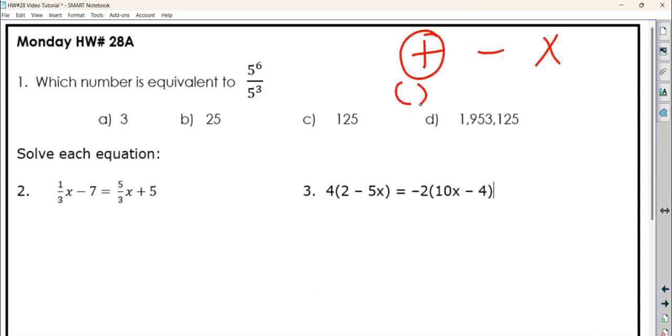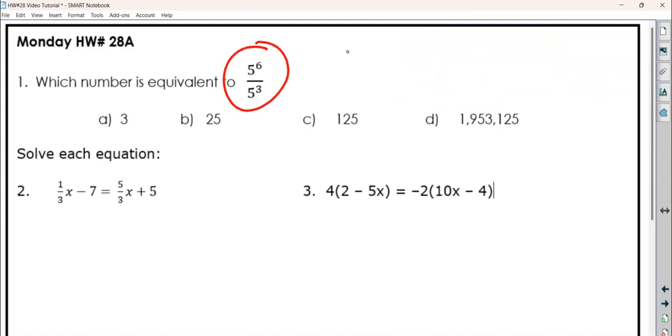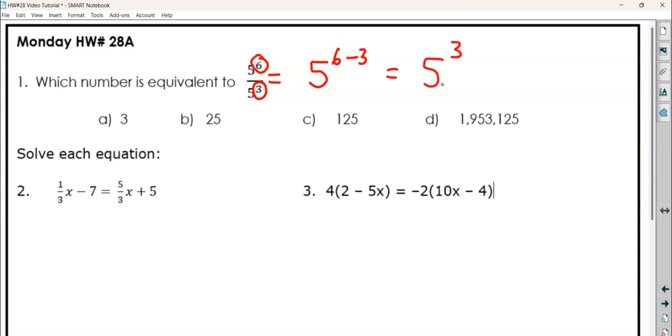You add them when 2 things are multiplying each other. You subtract them when 2 numbers are dividing each other. And you multiply them when a power is being raised to a power. So for this problem here, it's technically a division problem, but we don't divide until we have changed our exponents. When you divide, you keep the base the same and you subtract these powers. 6 minus 3 is 3.